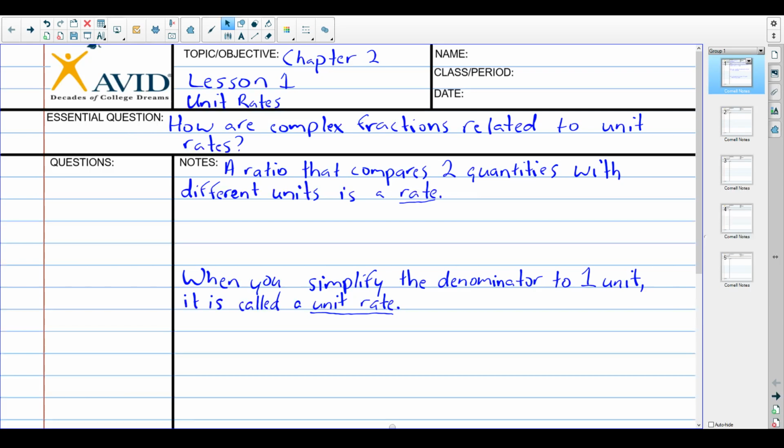Okay, 11 minutes, 15 seconds. So we're doing Chapter 2, Lesson 1, Unit Rates. If you'd like to leave some room here, we're actually going to come back later and do Lesson 2, Complex Numbers. So you might want to leave some space here to write some more for our objective. Our essential question for the next 2 lessons: how are complex fractions related to unit rates? And our first part of notes is just a definition. A ratio that compares 2 quantities with different units is a rate. So that's where we're starting.